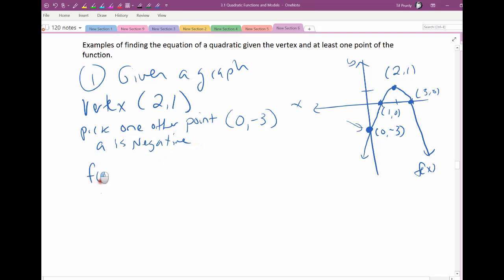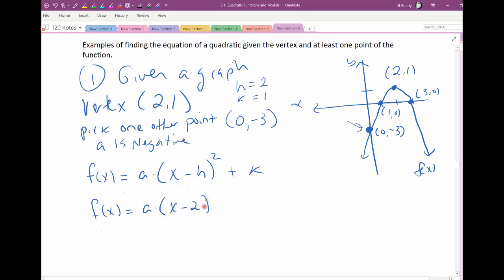Alright, so remember, the vertex form of an equation is a times x minus h squared plus k. Well, the h comes from the x value in the vertex, so h is 2. The k comes from the y value in the vertex, which is 1. Those are the 2 pieces I'm going to plug in first. I still have the a, I don't have that yet. That's why I need the second point so I can figure out a. So a is still there, but this time I have an h value, which is 2, so it's x minus 2 squared. I have a k value, which was 1, so it's plus 1. So there's the start of the vertex form.